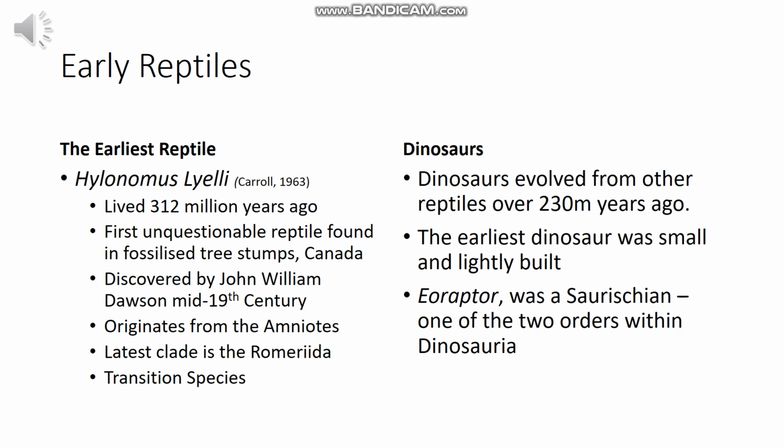The next species to look at is to take a trip into the Triassic times, also known as the Age of the Reptile, as this is when the evolution and diversification of land organisms really took off. The dinosaurs evolved from reptiles over 230 million years ago, going so far back to the first dinosaur, the Eoraptor. This was a very small and lightly built dinosaur. This species was a Saurischian, which was one of the two orders within the Dinosauria family.